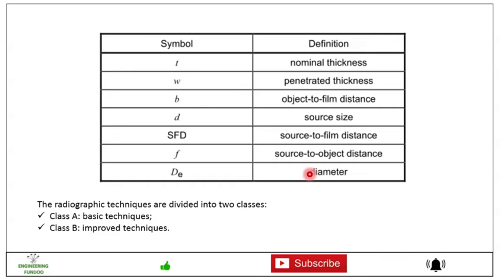Friends, here are a few of the symbols and abbreviations that we have used. T is for nominal thickness, and W is the penetrated thickness. Small b is object to film distance, small d is source size, then SFD is source to film distance, F means source to object distance, and capital D with E is the diameter. The radiographic techniques are divided into two main classes, that is class A, the basic techniques, and class B, the improved techniques.